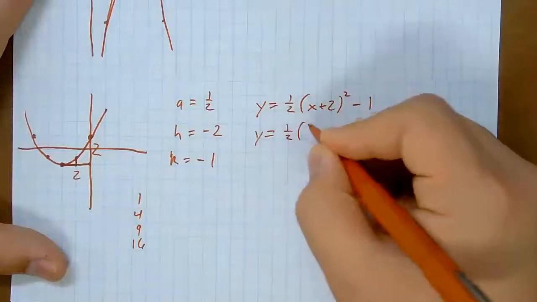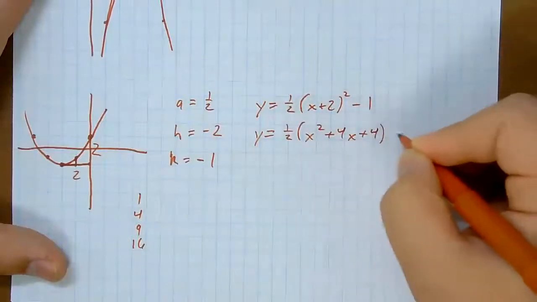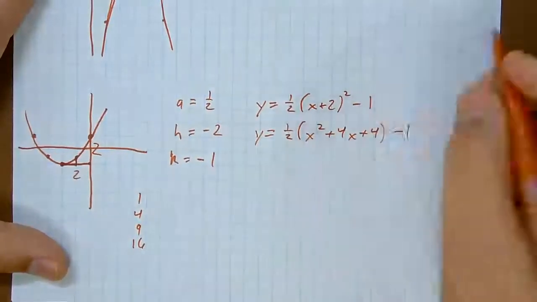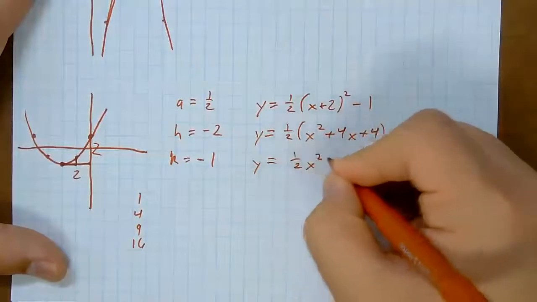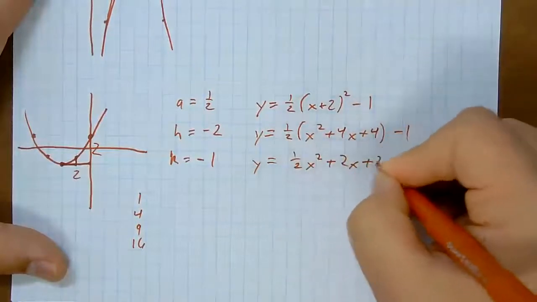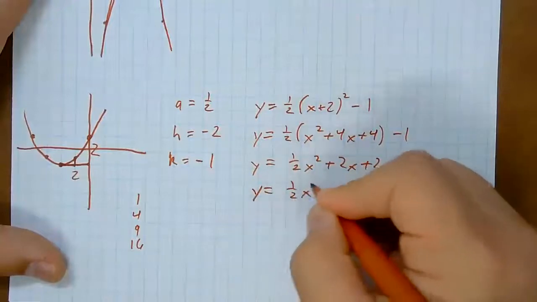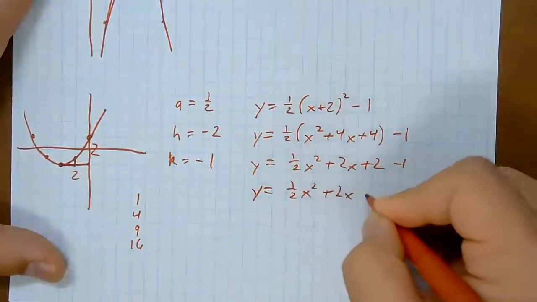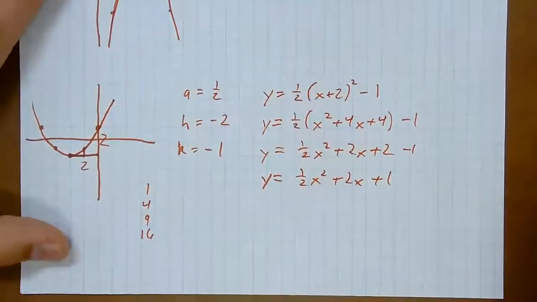Y equals 1/2 times X squared plus 4X plus 4 minus 1. Distribute the half. Y equals 1/2 x squared plus 2x plus 2 minus 1. So y equals 1/2 x squared plus 2x plus 1. Okay.